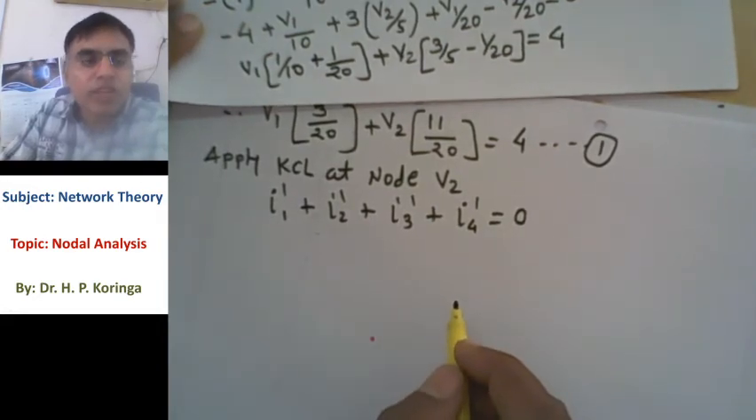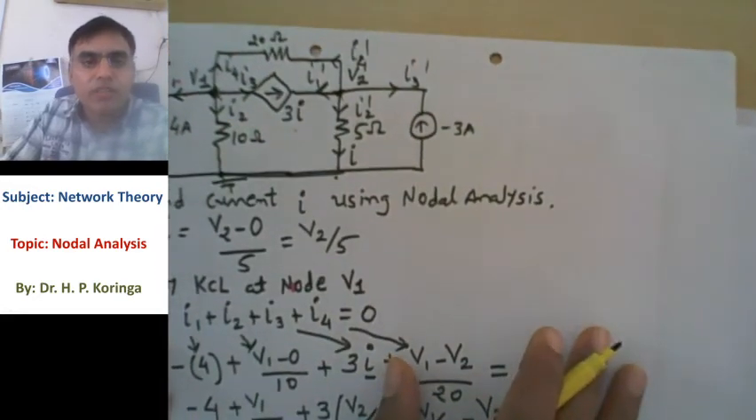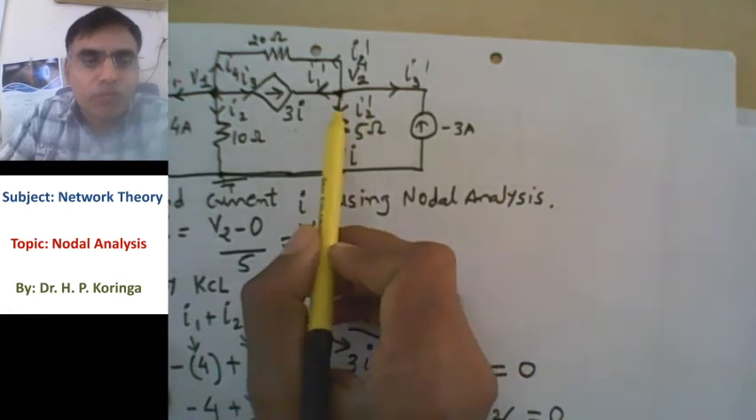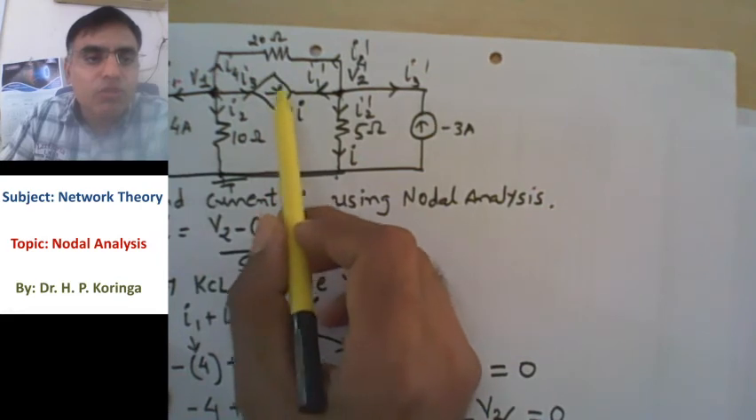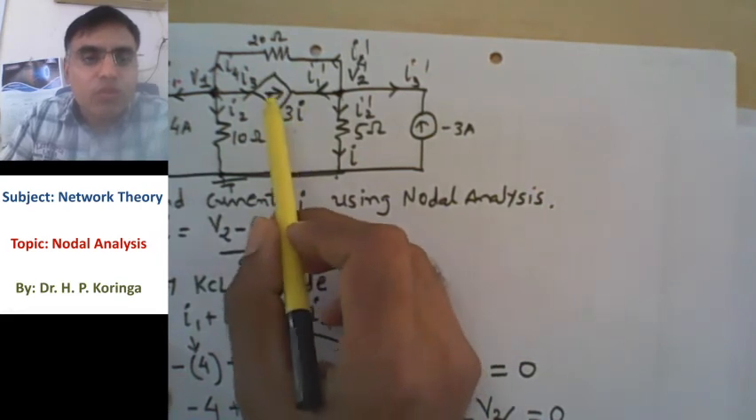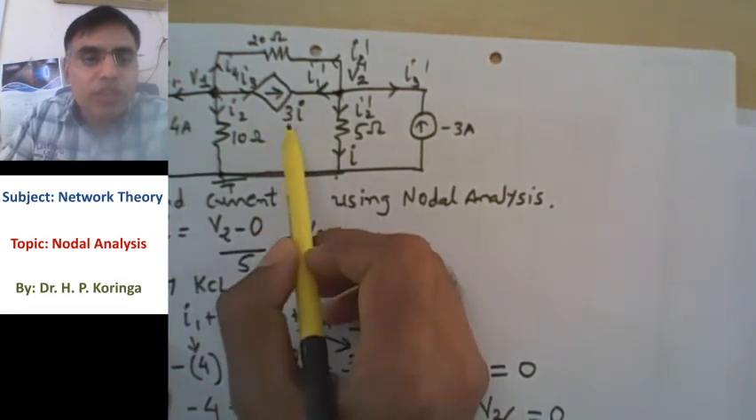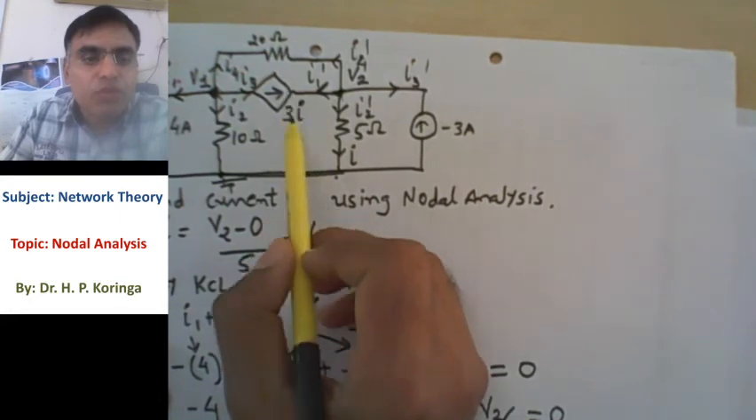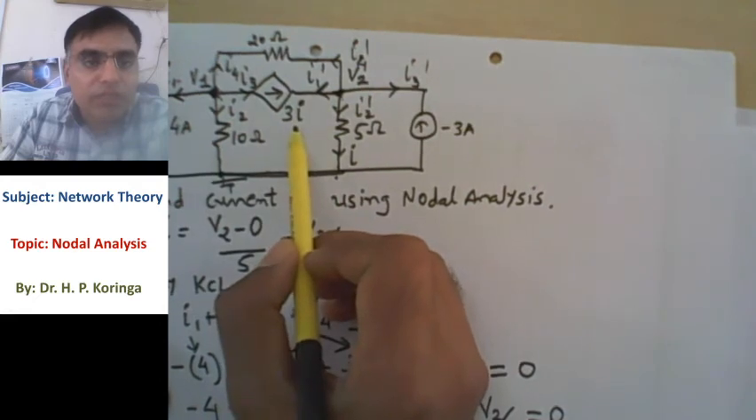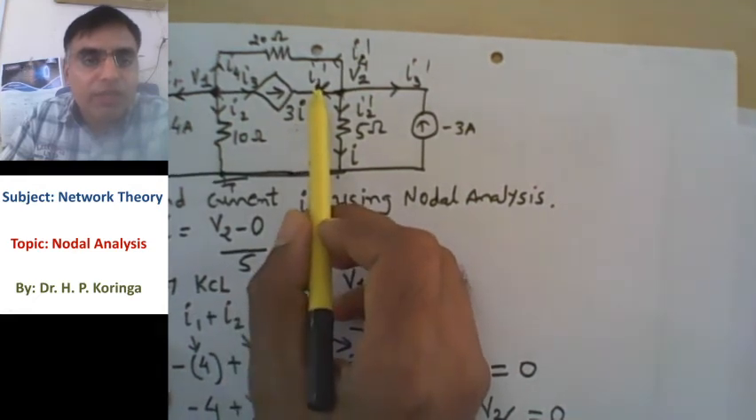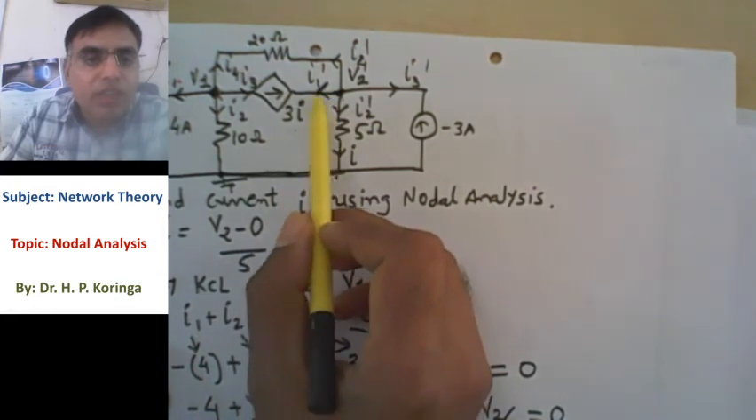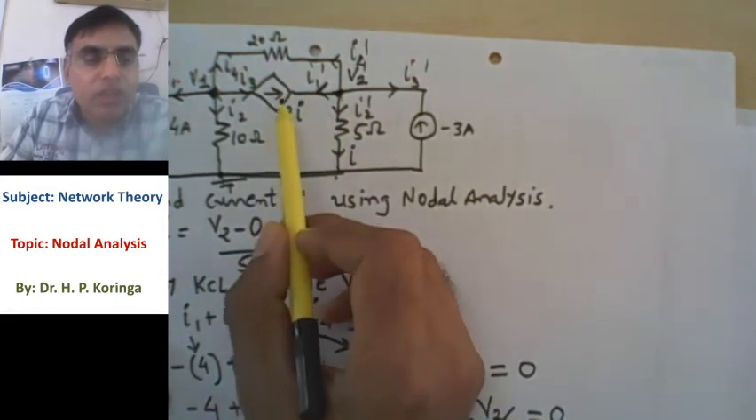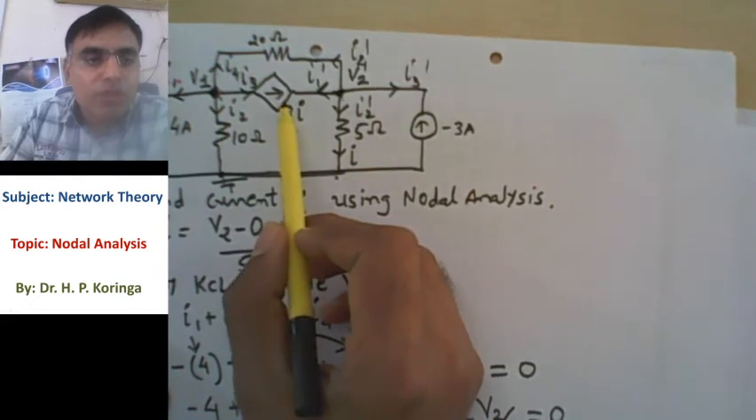Now let's see how to represent I1 dash in terms of V1 and V2. I1 dash is the current passing in this current controlled current source branch. Whatever the current source value is, it is the current in this branch. The current source value is 3I, so the current in this branch is 3I. So we can represent I1 dash. Now the I1 dash current direction and the control source current direction are opposite.